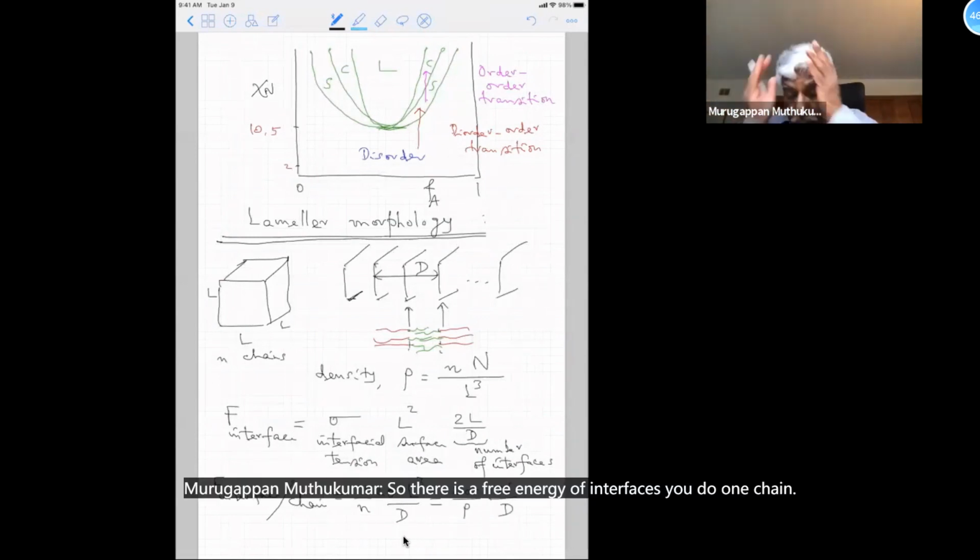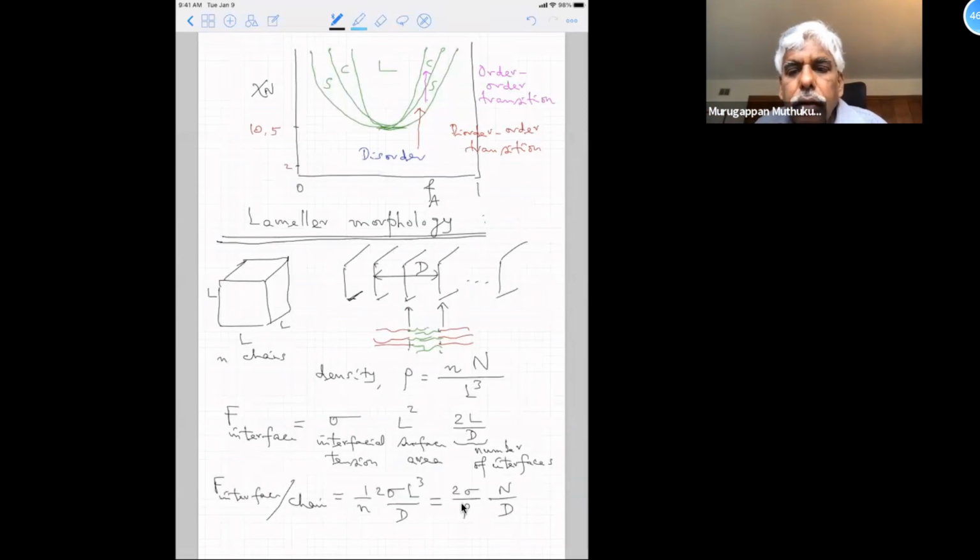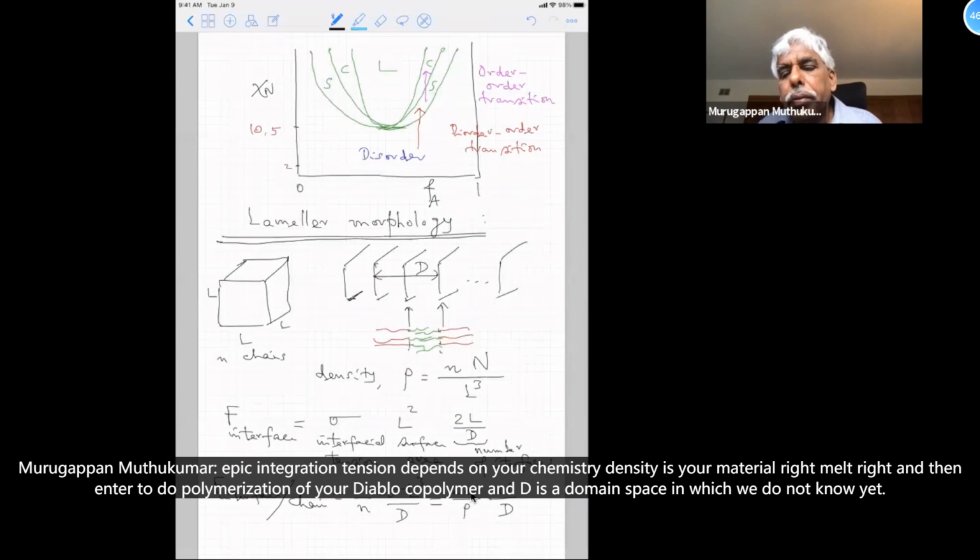Okay. So this is the free energy of interfaces due to one chain. 2 sigma by rho is a number. The interfacial tension depends on your chemistry. Density is your material, the melt, right? And then N is the degree of polymerization of your diblock copolymer, and D is the domain spacing, which we do not know yet.